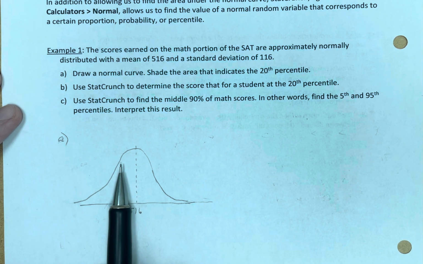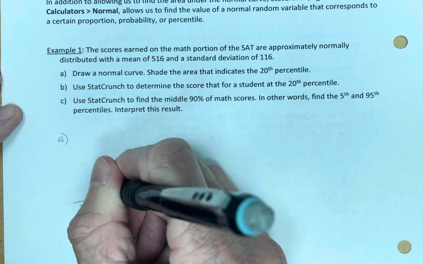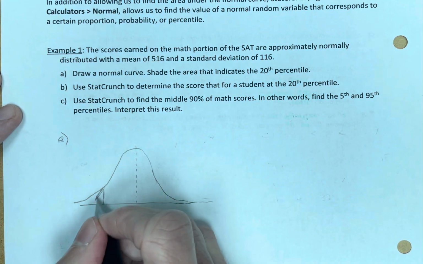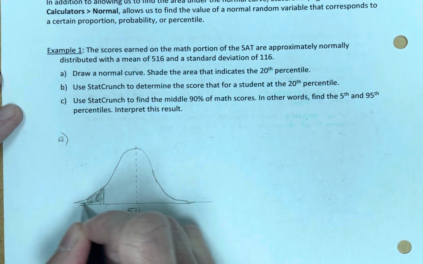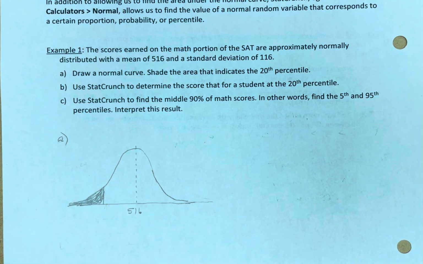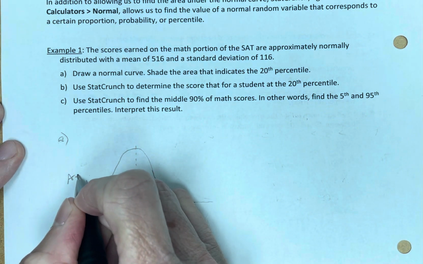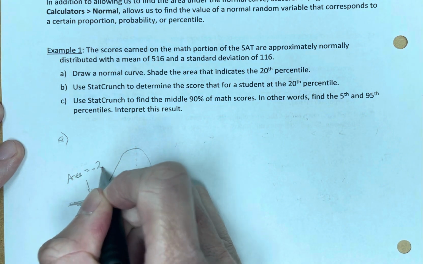40% will be below approximately here, 30% approximately here. So we'll go right to here and we'll shade in this part and we'll say that that's approximately the area that represents the 20th percentile. 20% of the data is below this. Okay, and that area, as we know, is equal to 0.2.